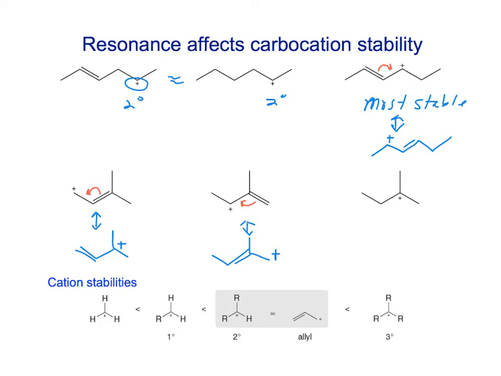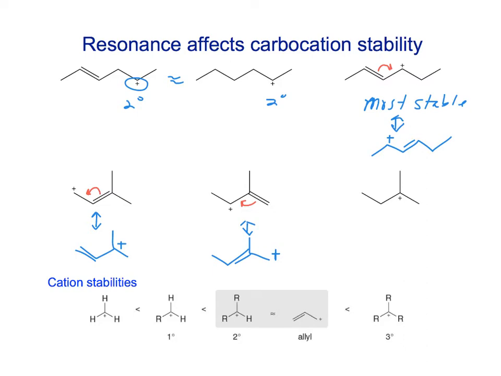All right, so what about on the left? Does that make a difference in your impression of the stability when we draw that second resonance contributor? Clearly, because at first the first thing you think is, oh, it looks primary, that must be super unstable. But when we draw the resonance contributor, all of a sudden you see that the plus is spread not only on that primary position, but also a tertiary position. So essentially we have a tertiary cation that's also allylic, and that makes it even more stable than a normal tertiary carbocation.